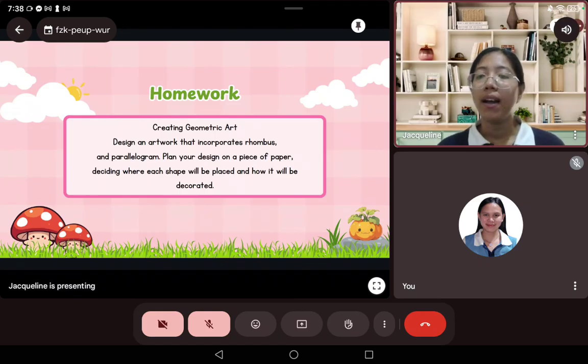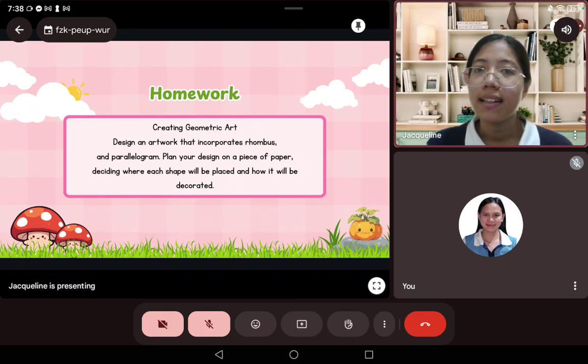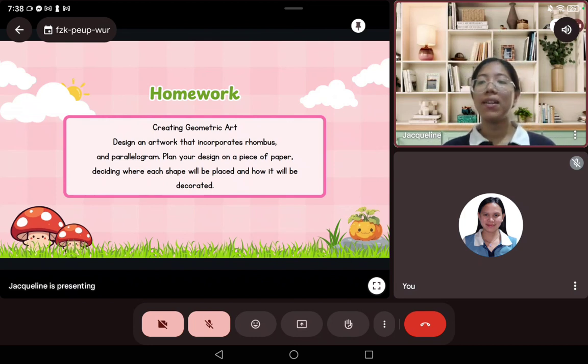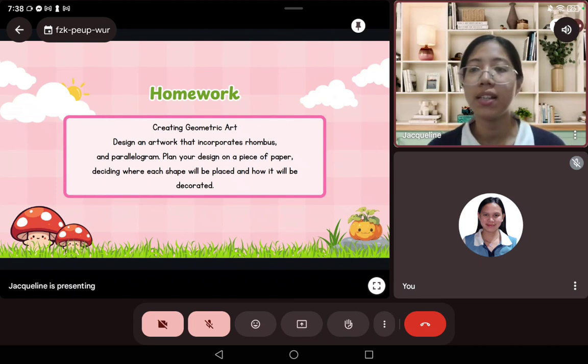Do you have any questions, class? Any clarifications? All right, very good, class. It seems like you don't have any questions, and I hope that you learned something today about the perimeter of the parallelogram and the rhombus.